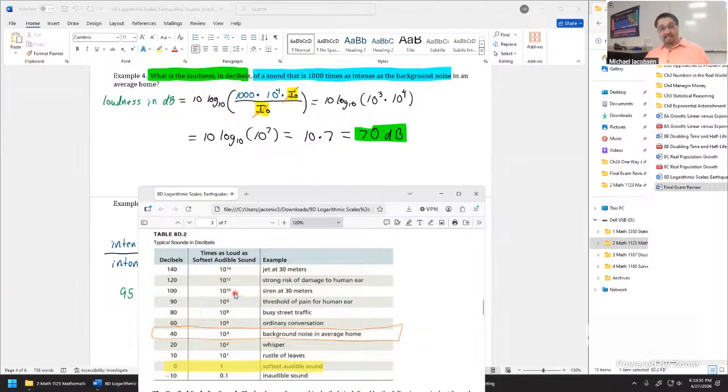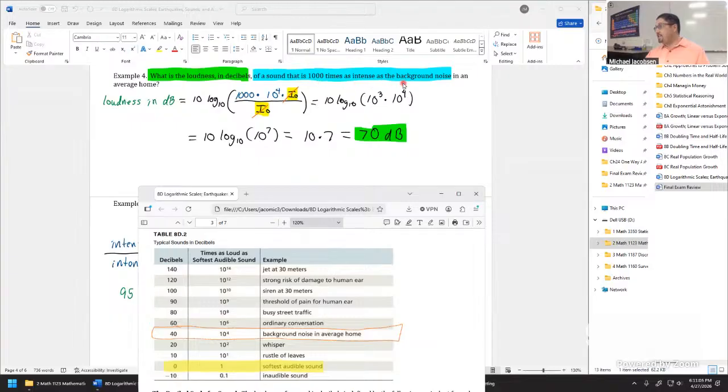But look at the way it's defined. It's saying it's going to be 10 to the power of 10, but that number has no meaning unless we read the column. It's 10 to the power of 10 times as loud as the softest audible sound. So every value here, its intensity is just how many times louder it is than that softest audible sound.